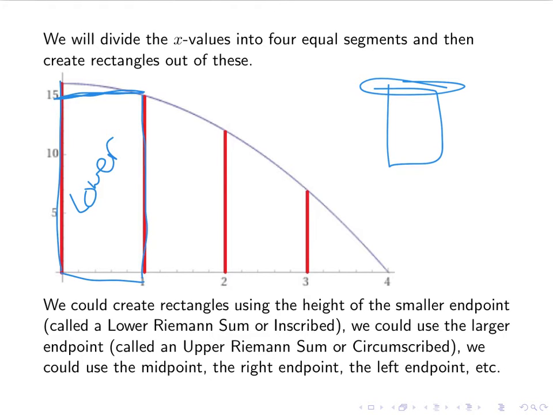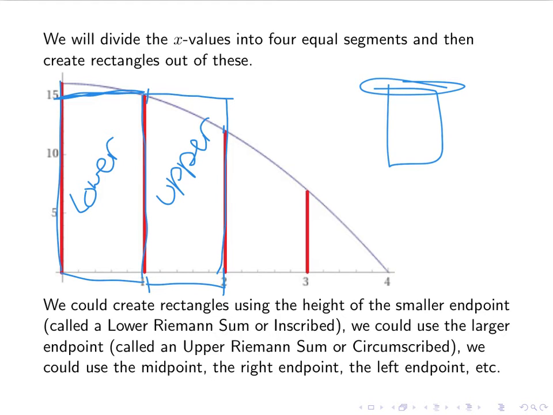I could also do the larger of the endpoints, called an upper Riemann sum, or circumscribed. Circumscribed means it's going around the object. So for this rectangle, I'll do the upper Riemann sum. I'm going to take the higher of my two endpoints and create a rectangle. So this would be an upper.